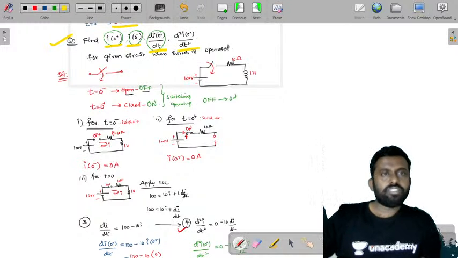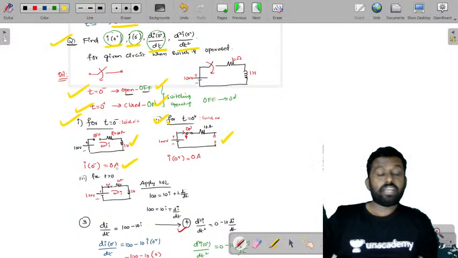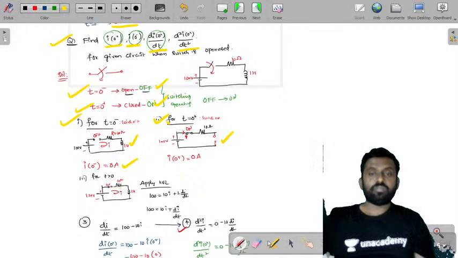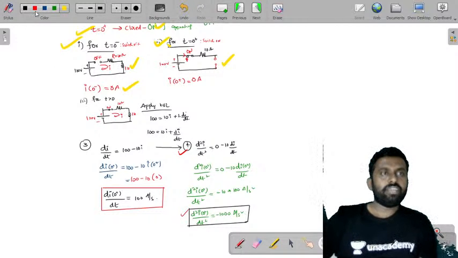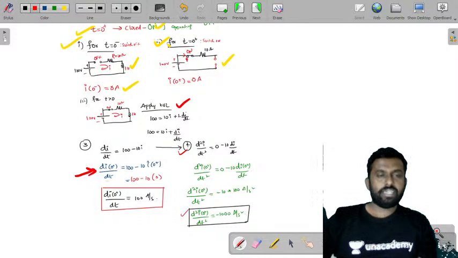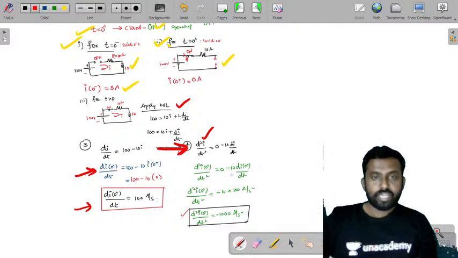In this, we take t equal to 0 minus and t equal to 0 plus, two conditions, and we draw the diagrams for both and get the values of I of 0 minus and I of 0 plus also. Then by applying KVL we got some equations, and applying the initial condition again, we got di of 0 plus by dt. If you take the same equation and differentiate it, you will get d square I of 0 plus by dt.